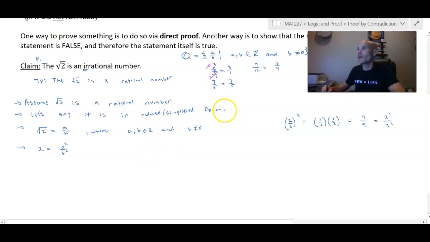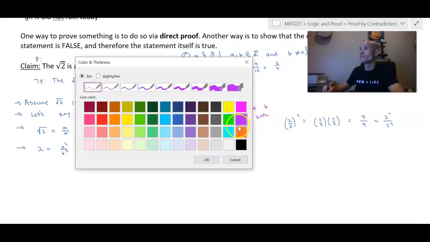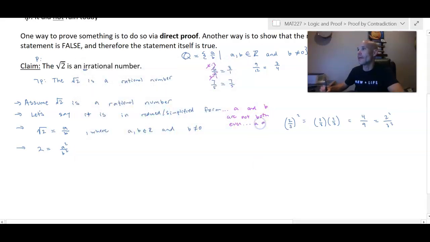So we'll also say over here, sometimes we have to backtrack a little bit and say, well, this means that a and b are not both even. Well, that means that necessarily, if a and b aren't both even, then one or both of a and b are odd, or one is even, the other odd.